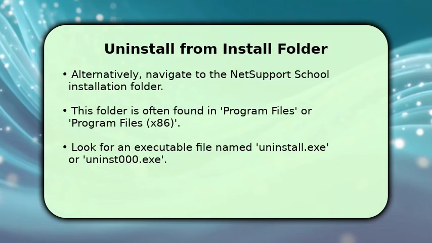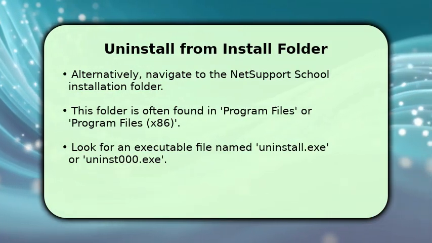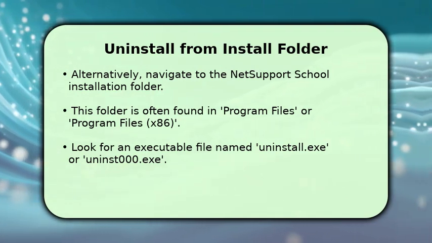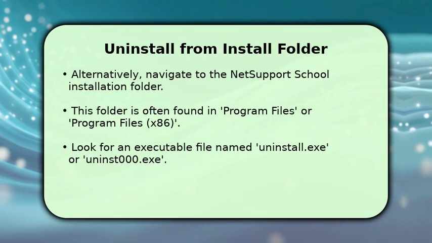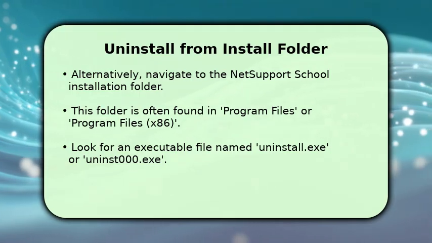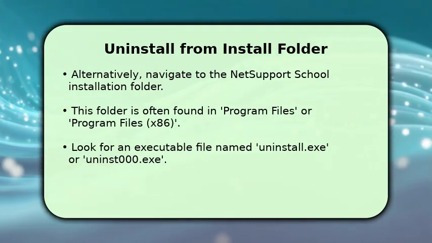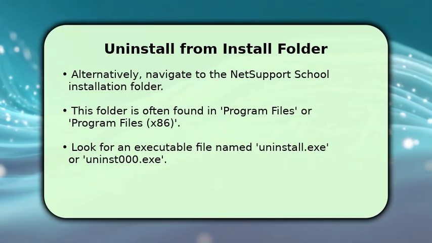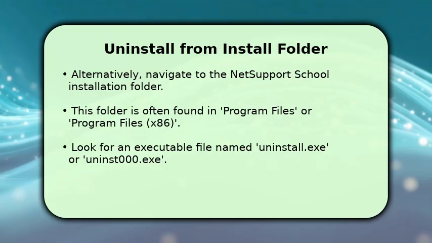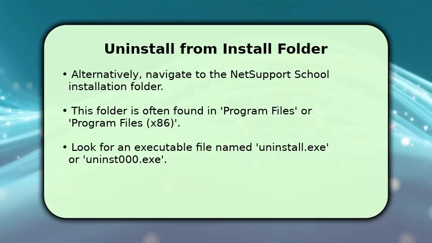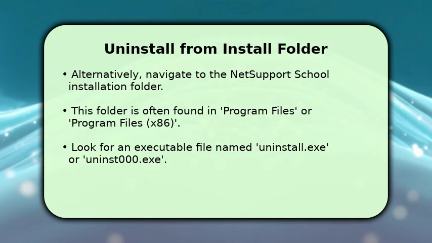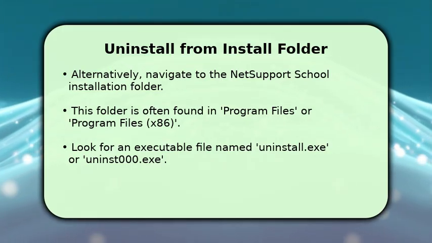If you prefer, or if the Control Panel method encounters issues, you can directly access the uninstaller from the installation directory. Typically, Netsupport School installs in your Program Files or Program Files x86 folder on the C drive. Browse to this location and search for an executable file, usually named uninstall.exe or uninst000.exe. Double-clicking this file will launch the same uninstallation wizard, guiding you through the steps to remove the software.